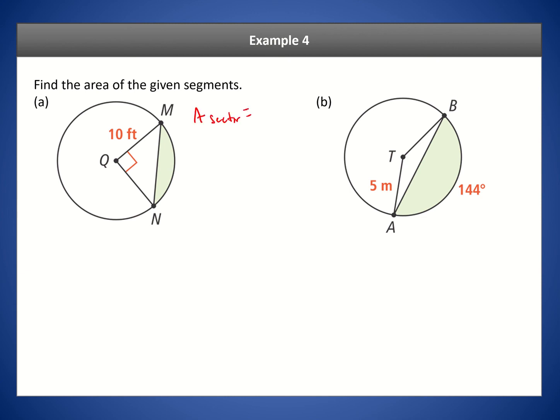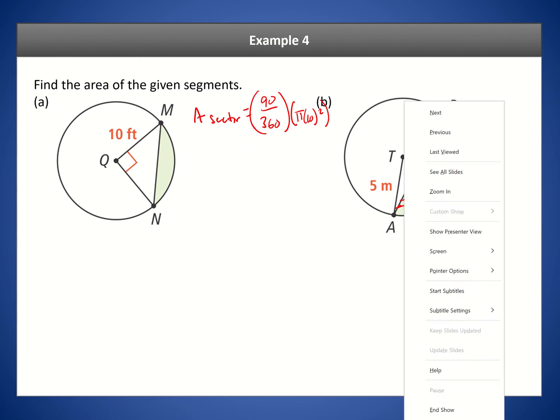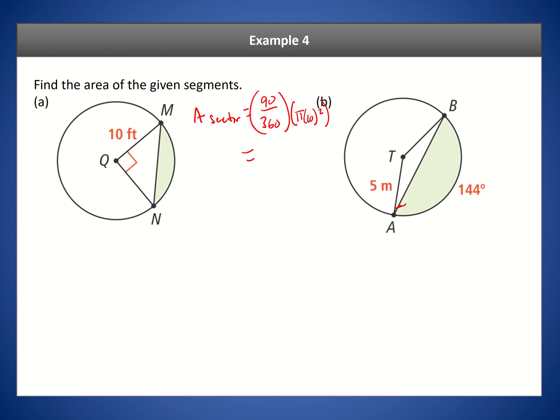is given by the angle here, which is 90 degrees, over the total of 360, times pi r squared, which is pi times 10 squared. So that's the area of the sector. And this is just a quarter of a circle. If you think about it, this is literally just a quarter of a circle, which makes sense. 90 over 360, that's a quarter. So a quarter of 100 pi is approximately 78.5, the area of the sector.